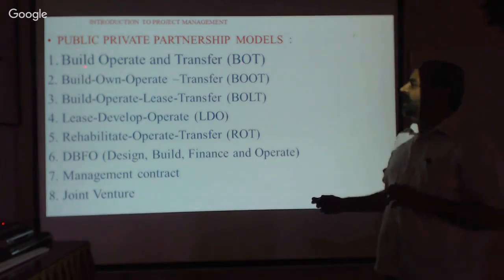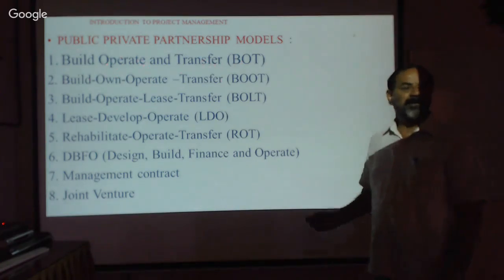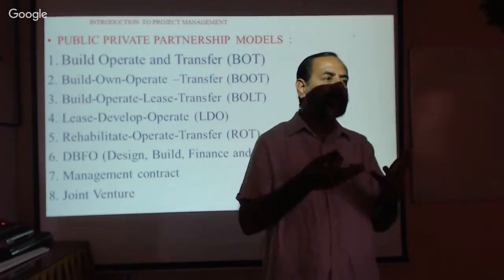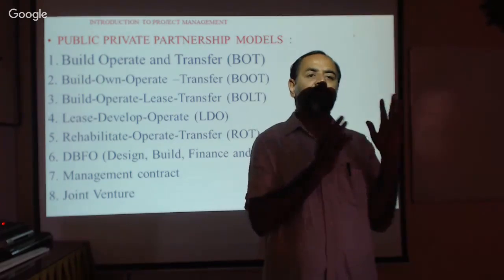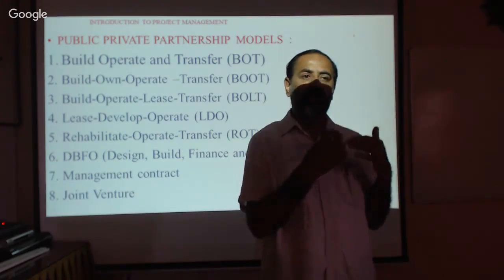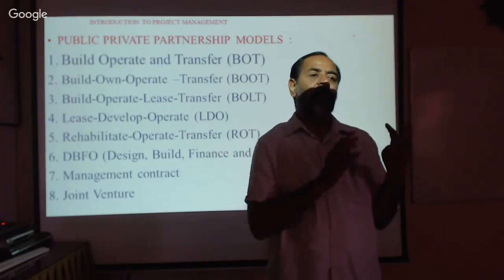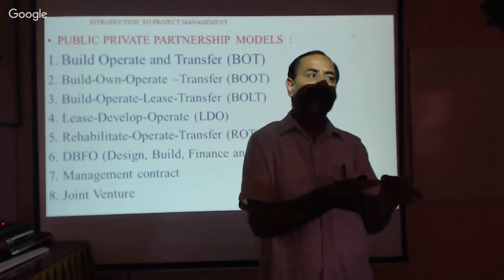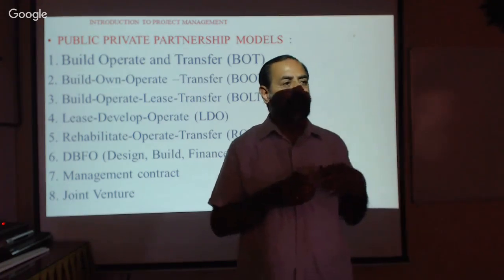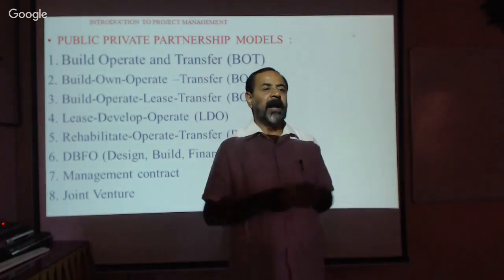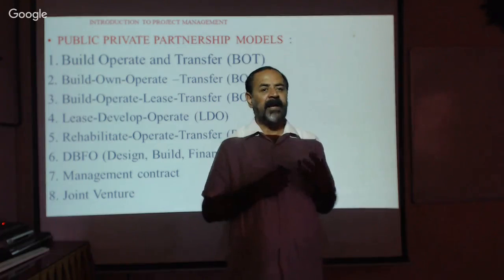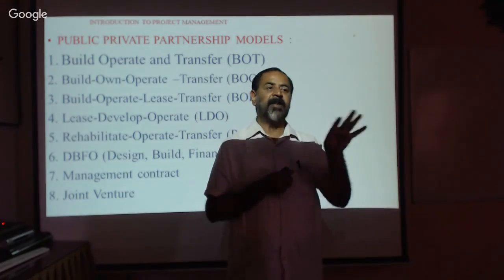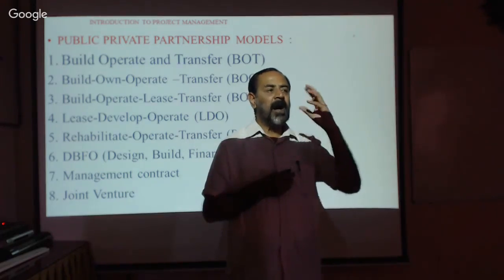The first model is BOT: build, operate and transfer. Build, invest money, operate and transfer. Now there is the Bengaluru Metro, under construction and under operation. There is a company called the Bengaluru Metro Rail Corporation Limited. That company is investing money, constructing the metro rail, operating it and collecting the revenue. And indirectly it is providing the service to the general public. The stakeholders are the people. That is build, operate and transfer.